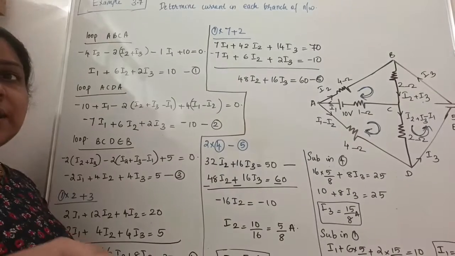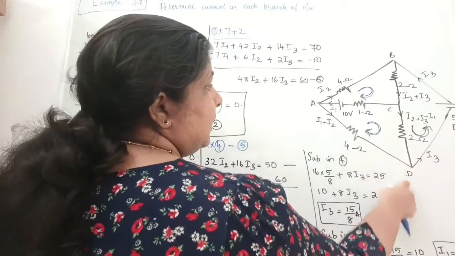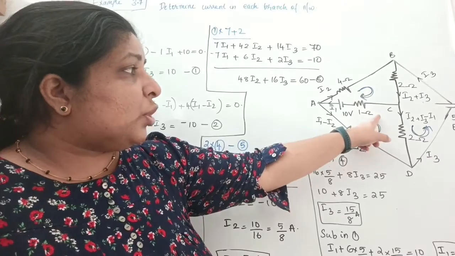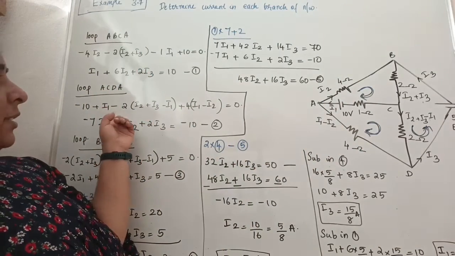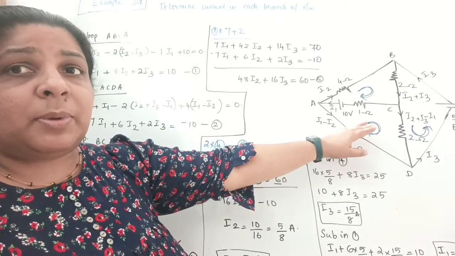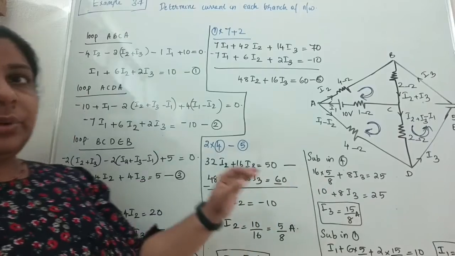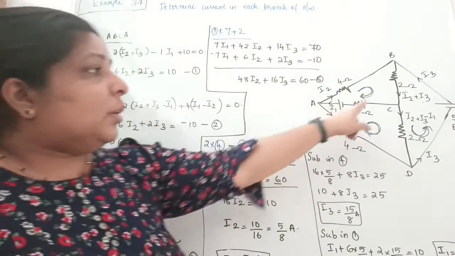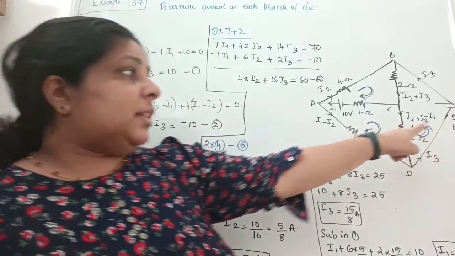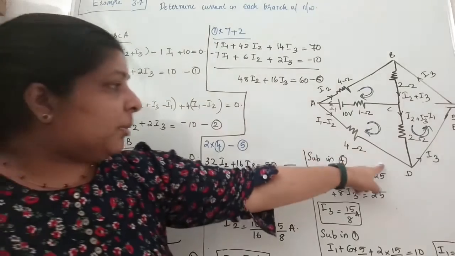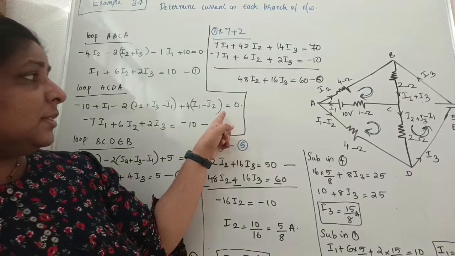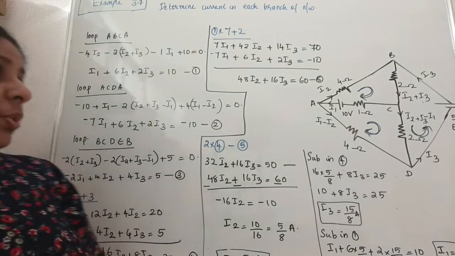Now coming to the second loop. The second loop is A, C, D, A. So branch A to C: my direction and current direction are opposite, so it will be plus I1. And there is a battery over here, and my direction is from positive to negative of the battery, so it will be minus 10. So minus 10 plus I1. Then over here my direction and current direction are the same, so it will be minus 2 into I2 plus I3 minus I1. Then my direction and current direction are opposite, so it will be plus 4 into I1 minus I2, equal to 0.